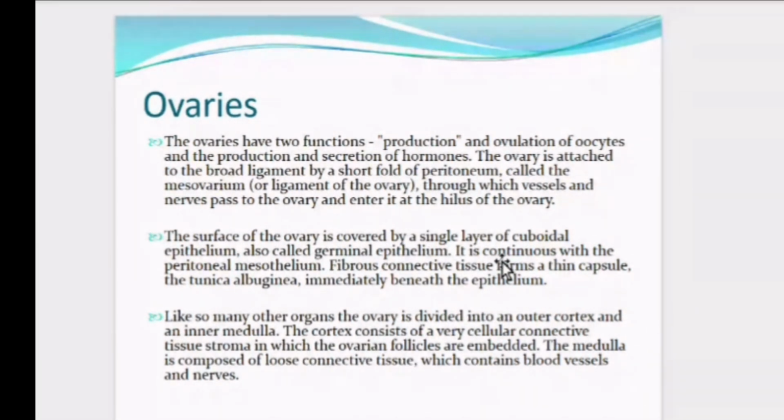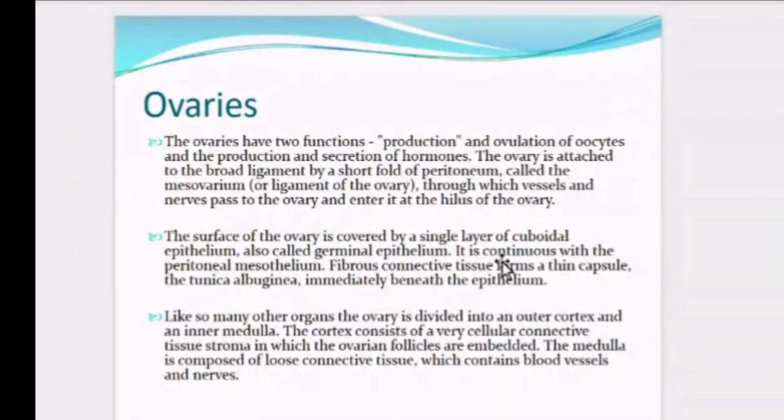We just need to remember the surface. These are the nuggets that we can never forget. Number one, the surface of the ovary is covered by a single layer of cuboidal epithelia that you also call germinal epithelia, which is continuous with the peritoneal mesothelium. This one you need to remember.